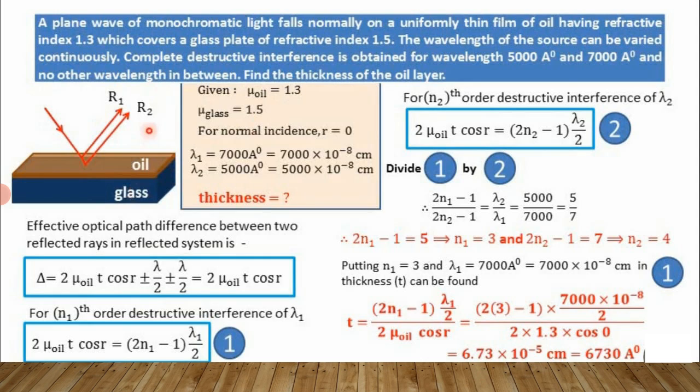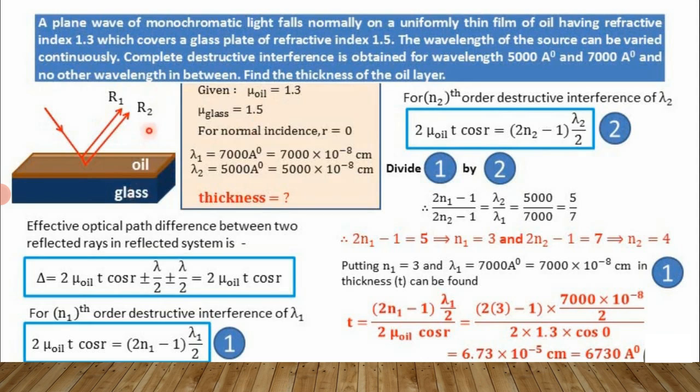For normal incidence, r is equal to 0. In this problem we also know the wavelengths. Lambda 1 is equal to 7000 Å, which is 7000 into 10 raised to minus 8 centimeter. Lambda 2 is equal to 5000 Å, which is 5000 into 10 raised to minus 8 centimeter. Then we have to find the thickness.